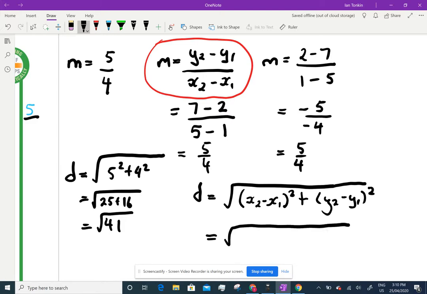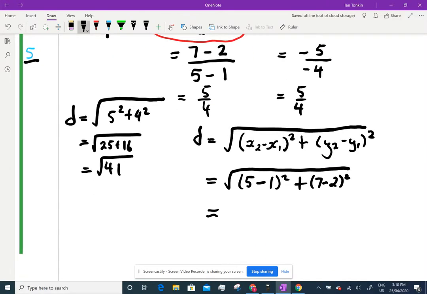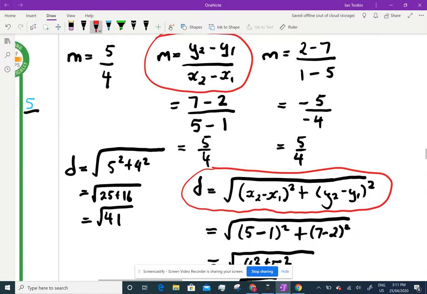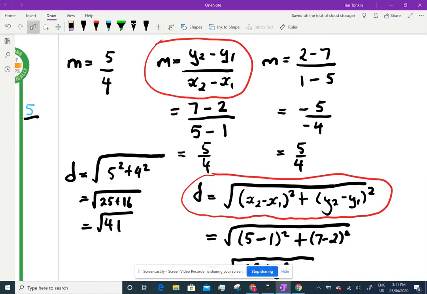Well, 5 minus 1 squared plus 7 minus 2 squared equals 4 squared plus 5 squared, which is square root of 41. So there is your second formula. It's called the distance formula between 2 points. So we've got the gradient and the distance.